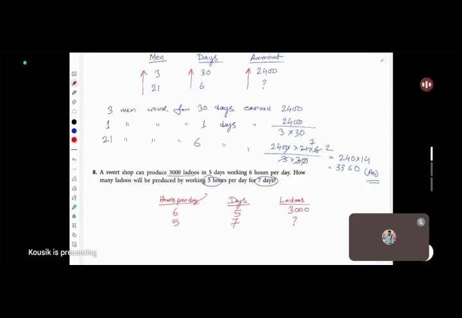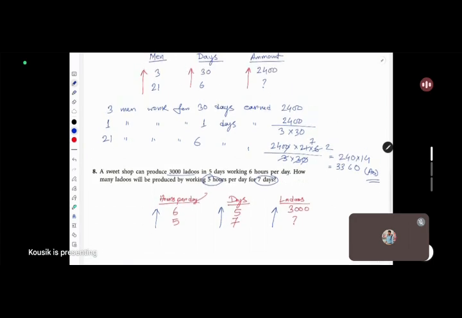See the relation between these. The laddu will be produced more and more if the days increase and also the working hours increase. So they are in direct relation.